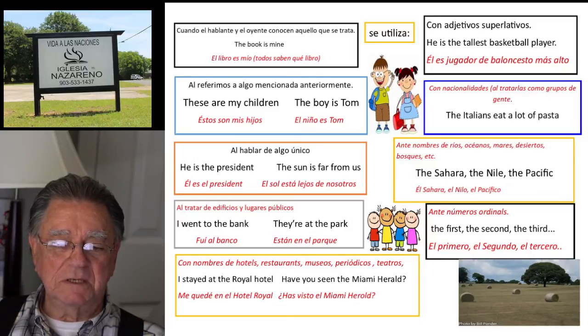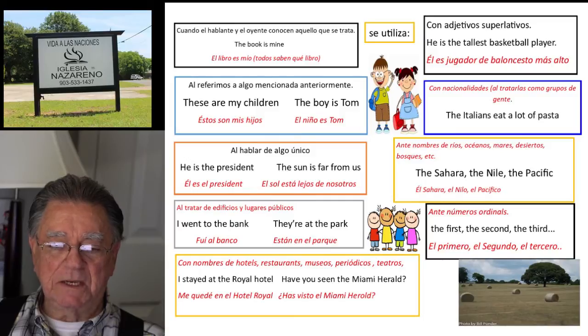Okay, and then the boy is Tom. The boy is Tom. We know who it is, and we know who these children are. We say, these are my children. The boy is Tom. Now, in Spanish, we carry the pronoun, estos son mis hijos. Estos son mis hijos. And then el niño is Tom.